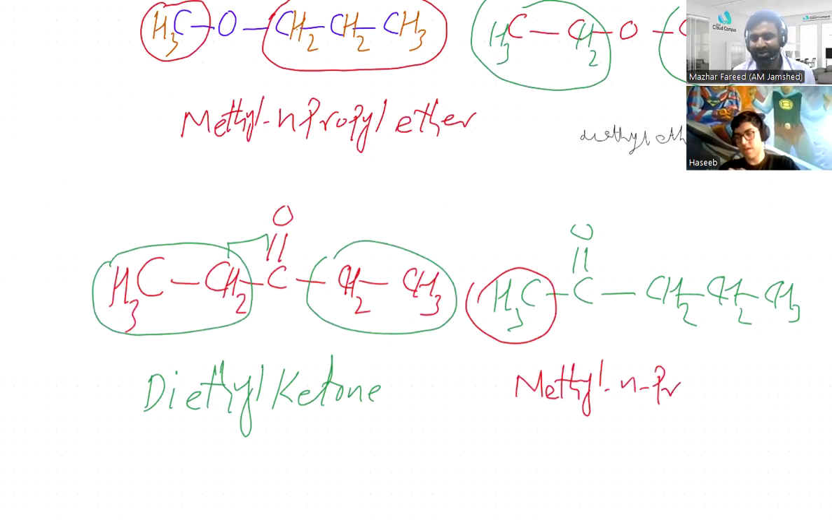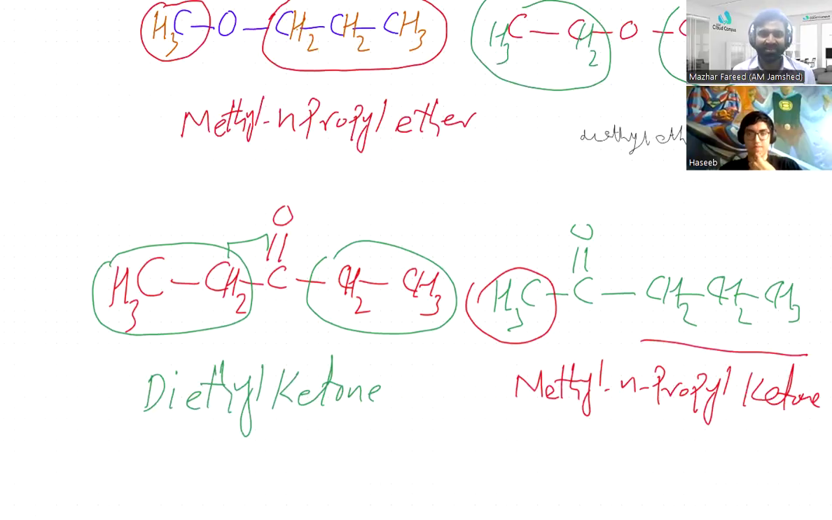So you can see there is an unequal distribution of carbon atoms on either side of the functional group. Here are 3 carbon, here is 1 carbon. So it is called metamerism when there is unequal distribution of carbon atoms on either side of the functional group. Is it clear?